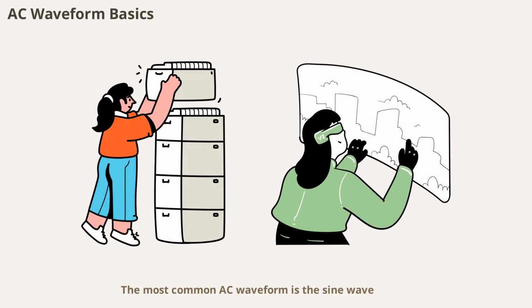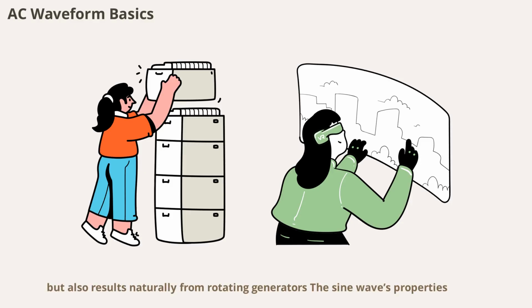The most common AC waveform is the sine wave, which smoothly oscillates above and below zero. This shape is not only mathematically convenient, but also results naturally from rotating generators. The sine wave's properties, such as amplitude, frequency, and phase, are fundamental to understanding how AC behaves in circuits. Recognizing the characteristics of AC waveforms is the first step in analyzing and designing electrical systems.